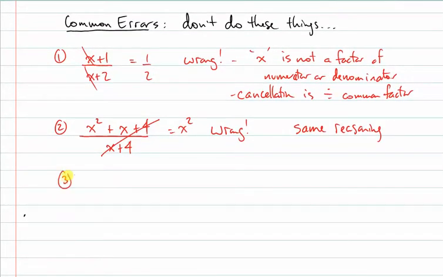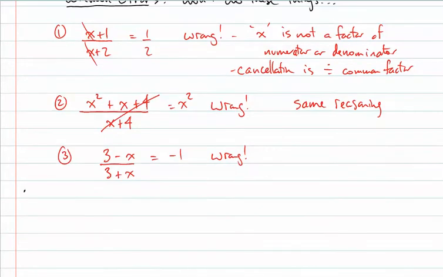Another similar kind of issue that can sometimes arise, something like 3 minus x over 3 plus x, and people would say, oh, that equals -1. This is also wrong. Just because they look very similar doesn't allow you to just remove everything. Ultimately, people are doing the same operation as above. They're just seeing common terms and wanting things to be simpler.